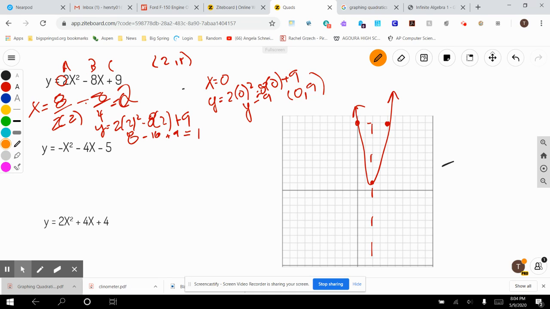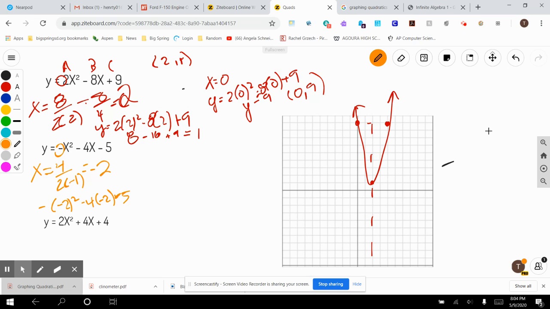Okay, number 2. Let's see. X would equal negative opposite of b over 2 times a. Notice here the a is negative, so it's going to open down. So that would be negative 2. Okay, so I plug that back in. Now be careful here. It does get a little tricky.